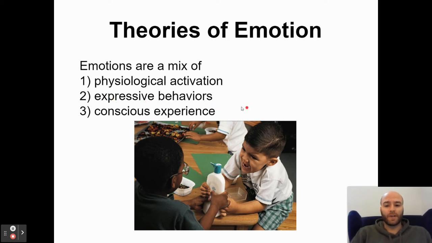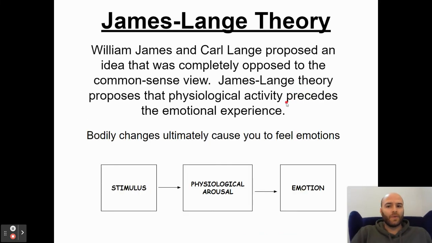And we will talk about expressing emotion and experiencing emotion a little bit more in depth in our next couple videos. So there's a first theory that we need to talk about. It's called the James-Lange Theory. So William James and Carl Lange were kind of like the first to put forth a theory on emotion. And they proposed an idea that was completely opposed to the common sense view of the day. So they're kind of going against what many people thought as common sense. James-Lange, they proposed that physiological activity precedes our emotional experience. Okay, so what that means is our bodily changes ultimately cause you to feel emotions.